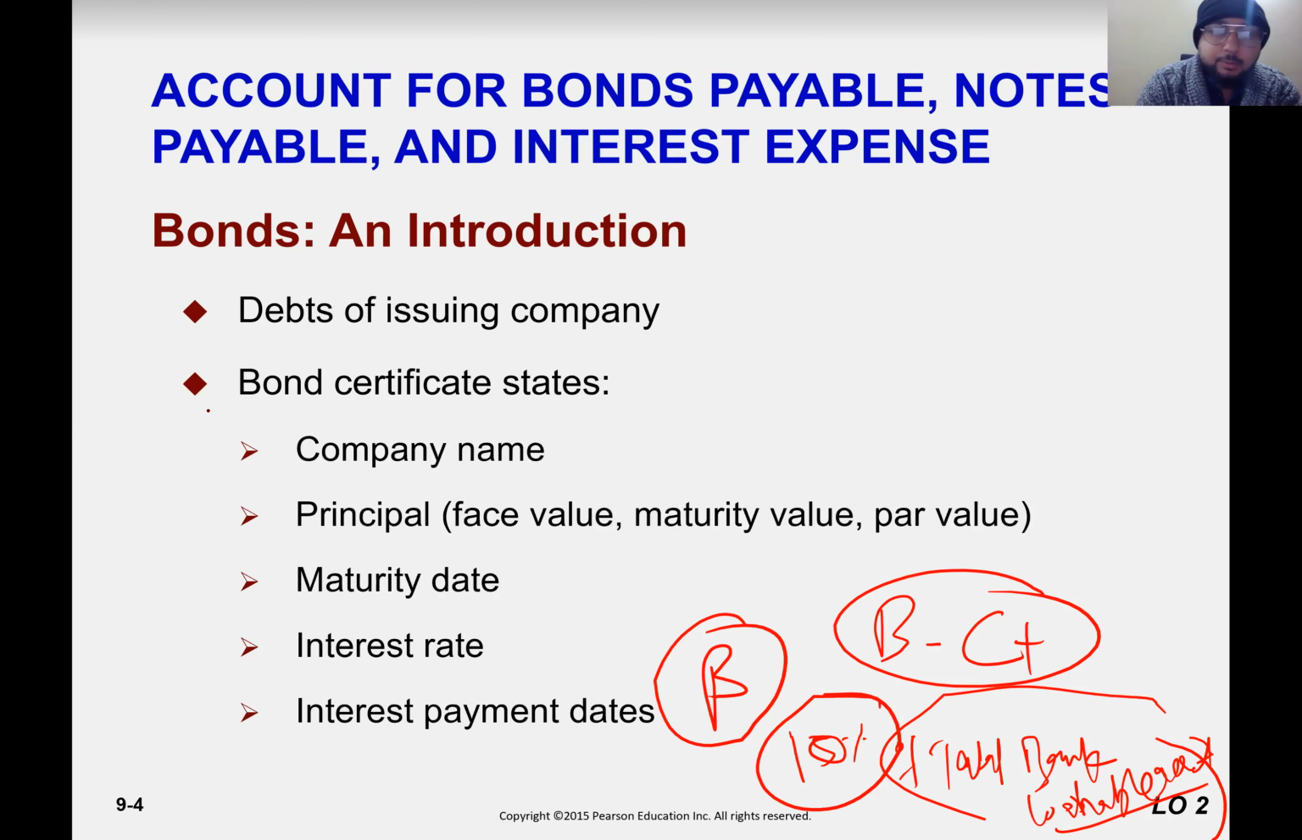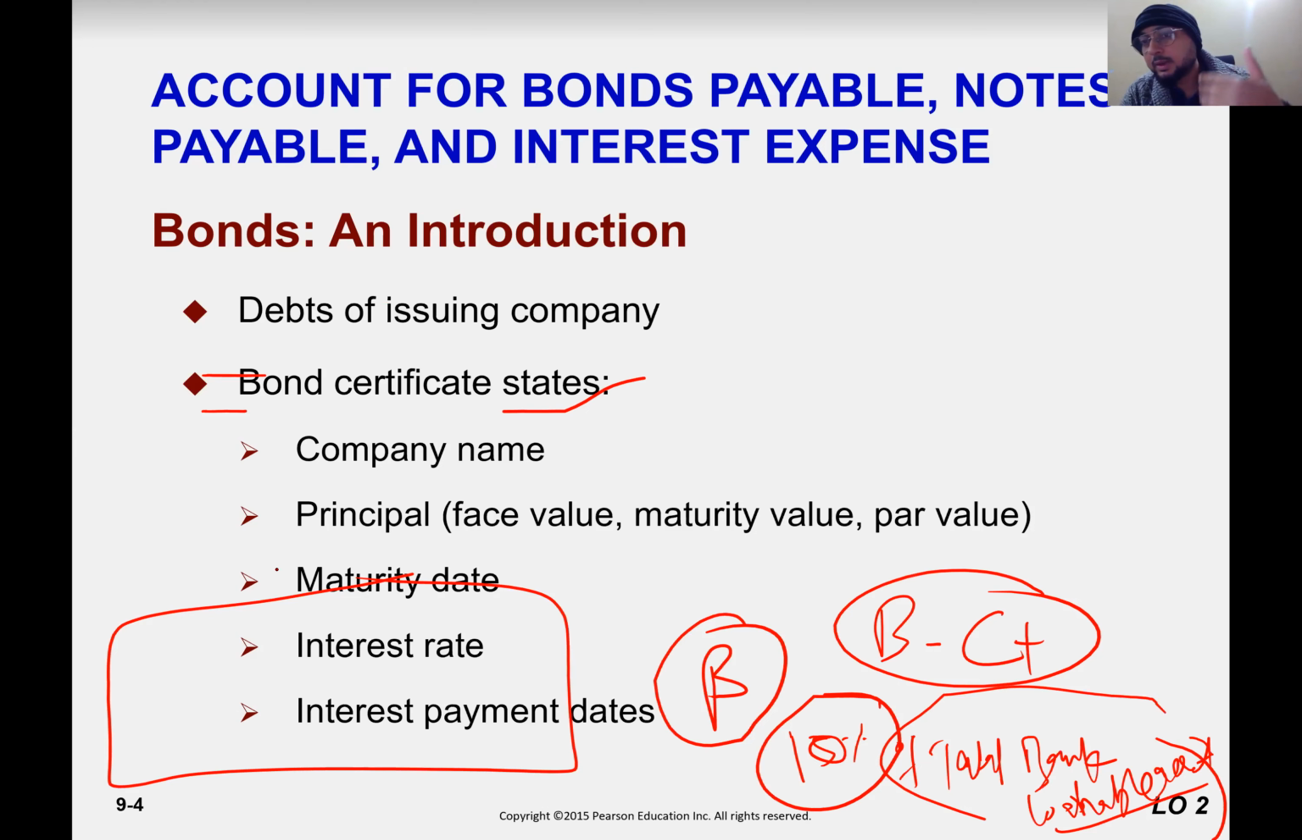So bond certificate, what is a bond certificate? It's like a paper form. Right now, due to the advancement of the IT sector, information technology, this is now available online as well. And on that certificate, the company name is given, its face value, maturity value, par value is given, right? Face value, what is written on the face? For example, if you hold a 100 yuan bill, it is written 100 yuan.